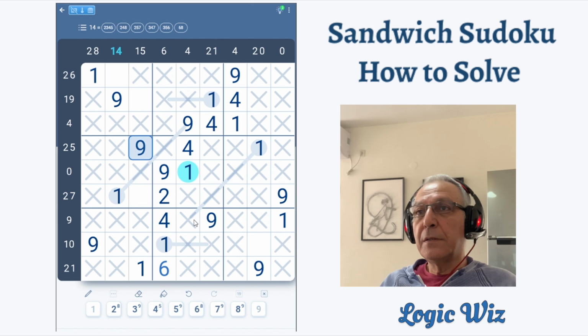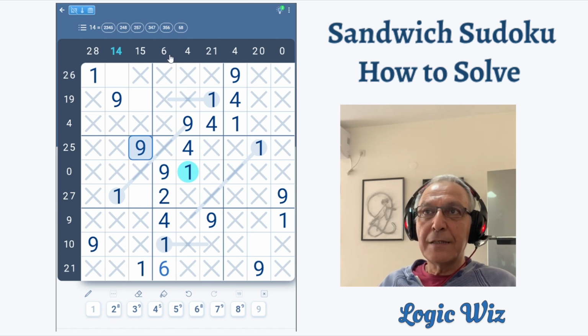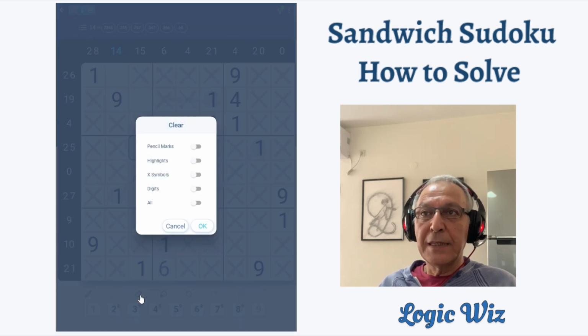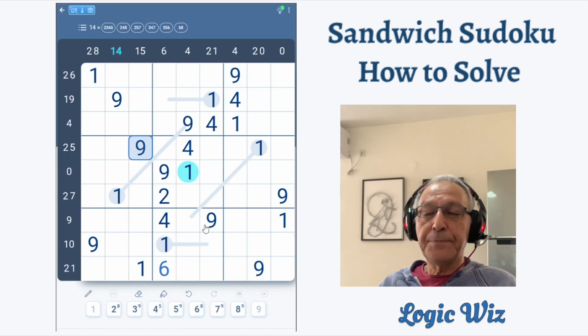Okay, now that we are done with finding where the 1 and 9 are on the board, the x's basically served their purpose. So I'm going to remove them from the board to clean it a bit. I'm executing a long press on the erase button. I get this clear dialog. I mark all X symbols, press OK, and now I have a cleaner board that is easier to process.